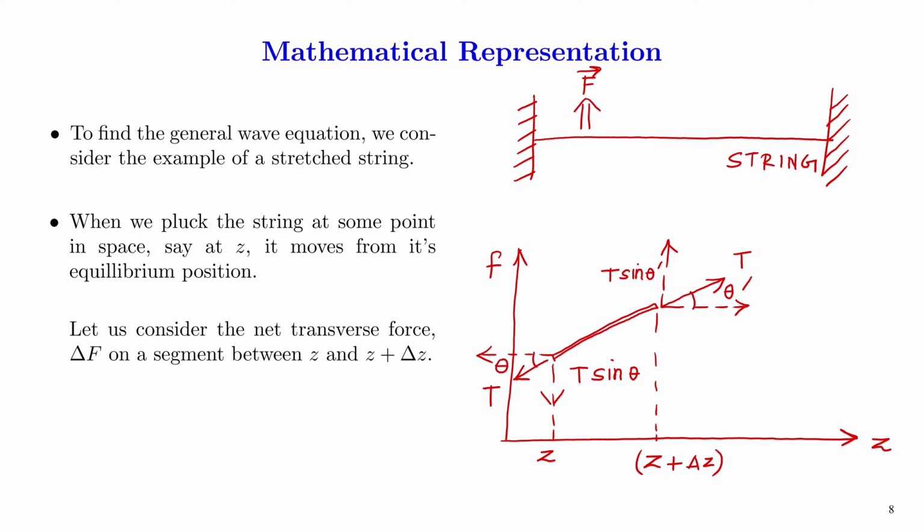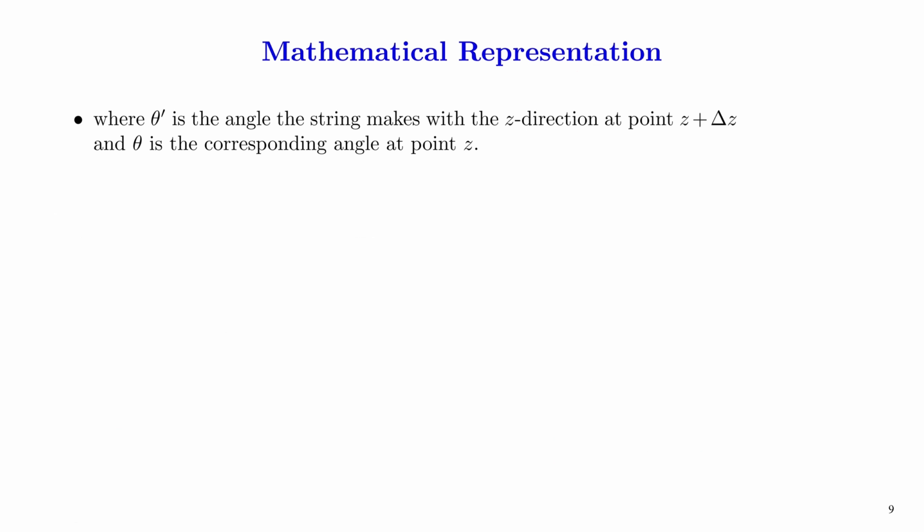Therefore, the net transverse force delta F on a segment between z and z plus delta z is given by delta F equal to T sin theta dash minus T sin theta. Let us call that equation number 1. As you know, theta dash is the angle the string makes with the z direction at point z plus delta z, and theta is the corresponding angle at point z.